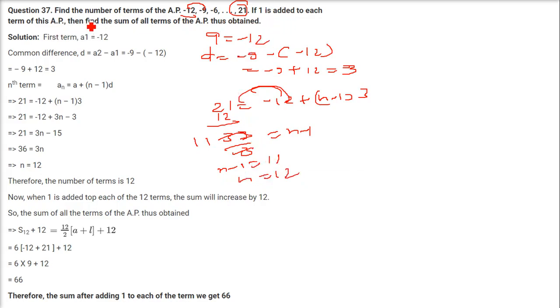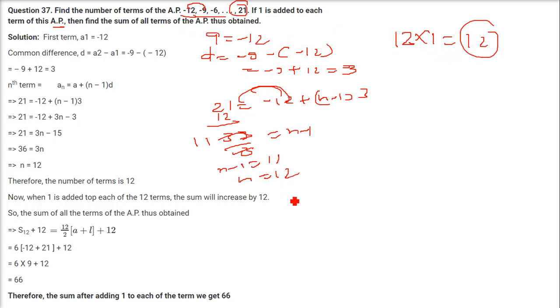So n is known. Now if 1 is added to each term of this AP, how many terms are there? 12. So 12 terms are there, I am adding 1 to each, so 12 into 1. So 12 will be added to the sum of this. I hope you got the idea. So 12 is added to the sum of this AP. So if I find the sum of this one and add 12, that will also be okay.